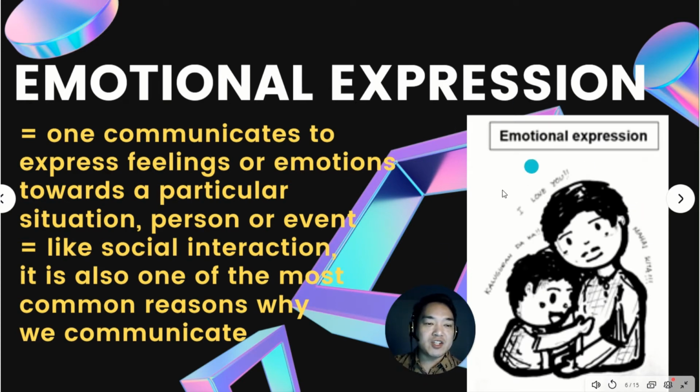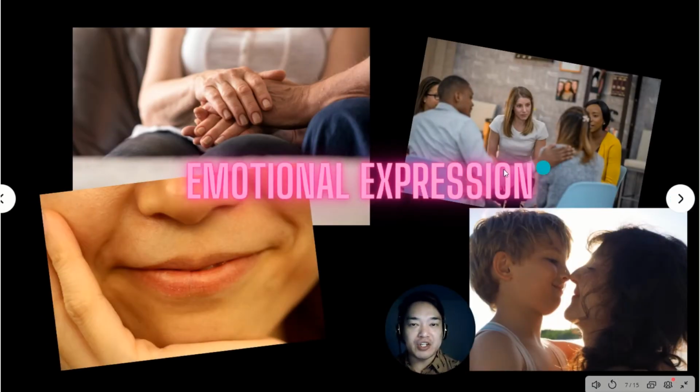You can see here in the picture a parent and a son expressing their love for each other, especially now wherein they spend more time at home because of the pandemic. Other examples of emotional expressions are when you are consoling someone who has a problem, nonverbal cues like smiling at someone that you like or you are in love with, or holding the hand of a friend as a sign of reassurance, and of course, a mother expressing her love to her son.